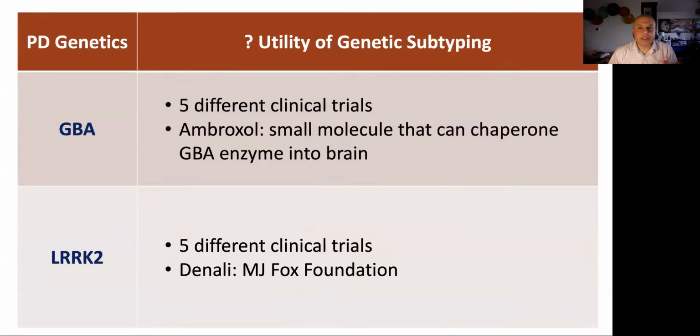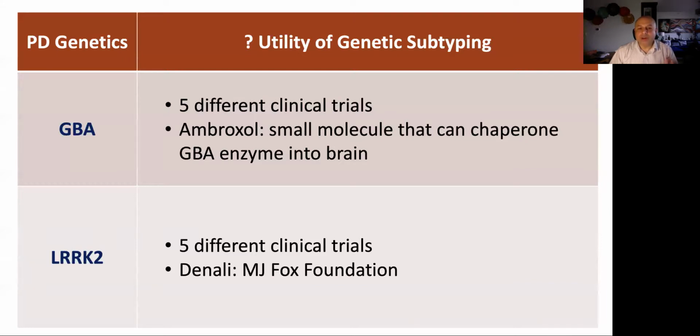What is the utility of genetic subtyping? Why am I talking incessantly about these genes? Well, it's very important. Already for GBA, there are 5 different clinical trials. And the most widely known right now is the trial of this mucolytic agent, ambroxol. Ambroxol is a very small molecule that works with the enzyme GBA, which is deficient, because the mutation prevents the production of this particular enzyme. I'm sorry, it doesn't package it, it chaperones it, meaning it shuttles this enzyme into the brain. The enzyme by itself doesn't cross into the brain; the blood-brain barrier is probably impervious to the enzyme molecule, but when combined with ambroxol, it can make its way into the brain. And that's being studied currently to see if it can alter the course of people with GBA mutations.